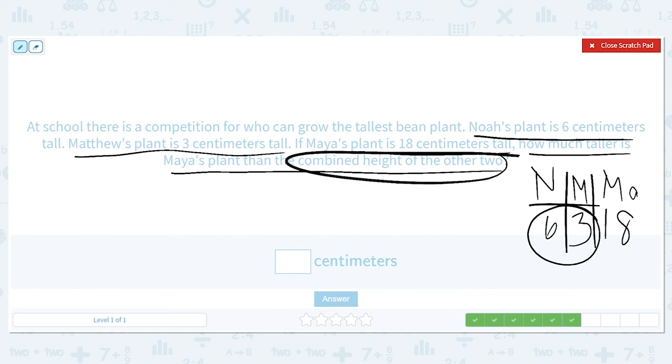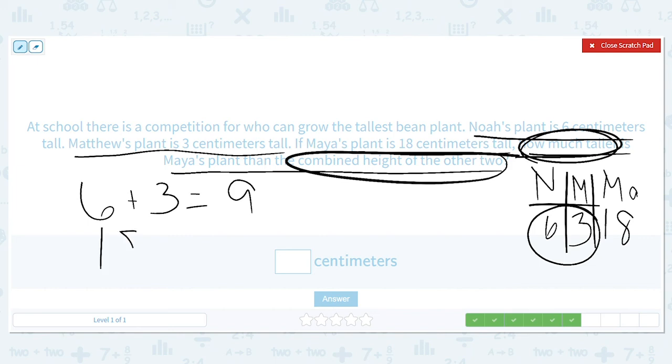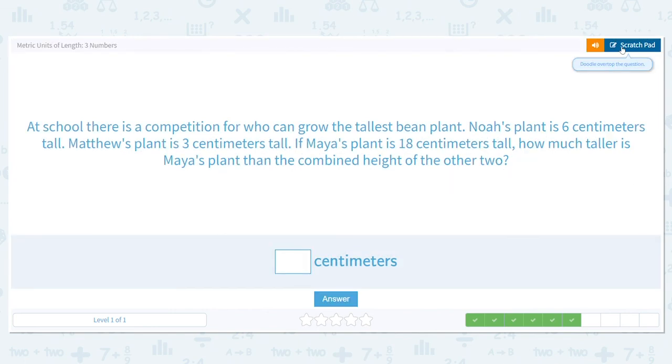So we need to know 6 plus 3 equals 9. And we're comparing, we want to know how much taller Maya's plant is compared to this combined amount of the boys. So we have 18 and 9. How much taller means subtract. So what is the difference? 18 minus 9 equals 9.